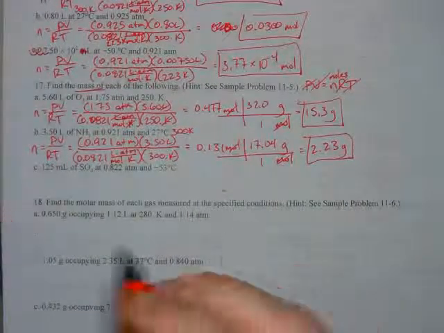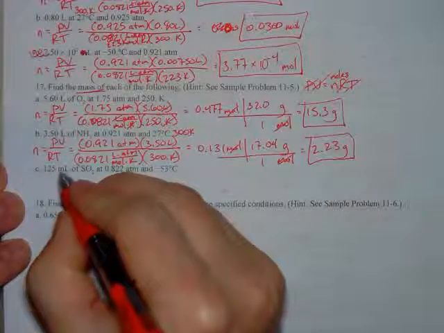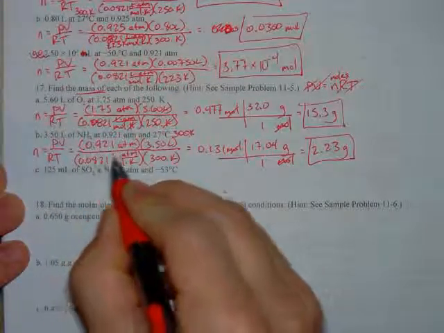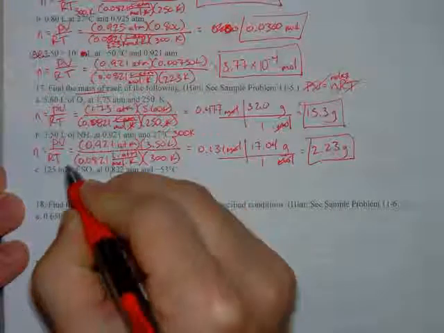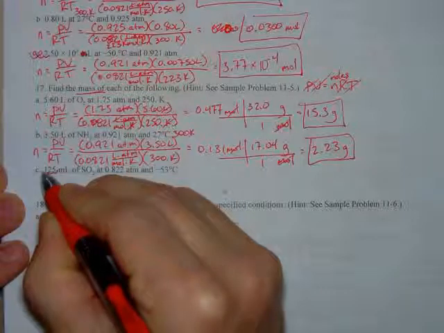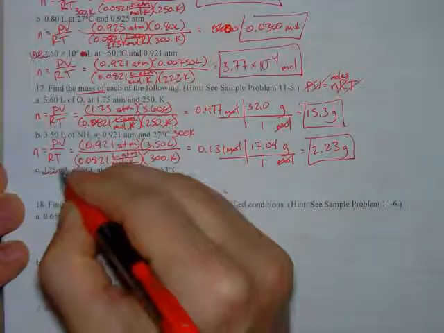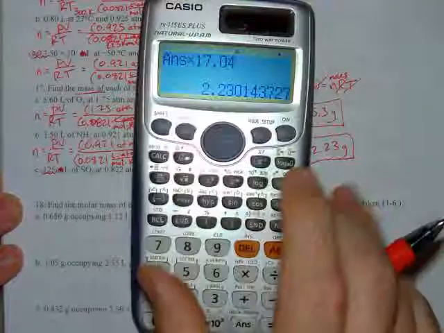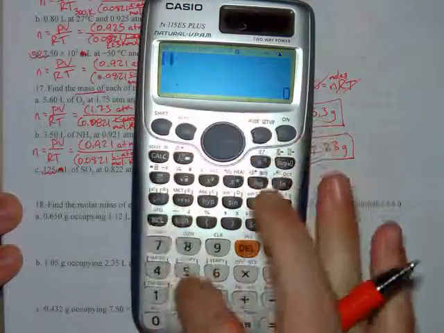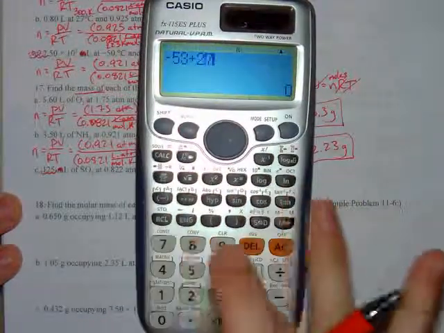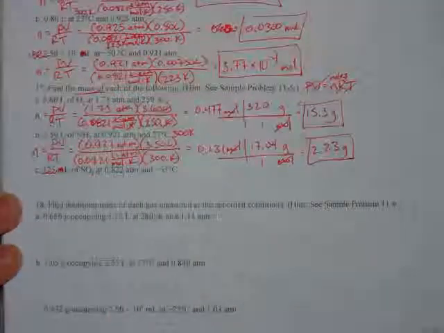Now looking at C, I see that, again, that's milliliters. I need actual liters because this ideal gas constant is using liters. And so I'm going to move this decimal 1, 2, 3 places, so that'll be liters. And I'm going to change that degrees Celsius into kelvins. So negative 53, that was 53, right? Yeah, negative 53 plus 273. End up with 220.